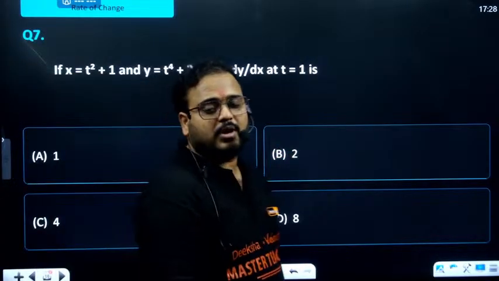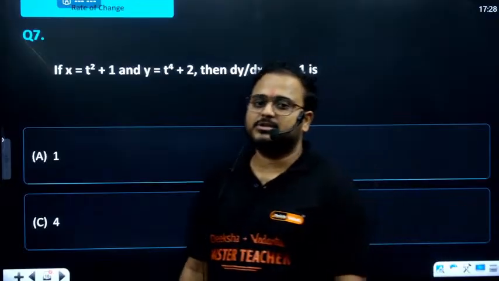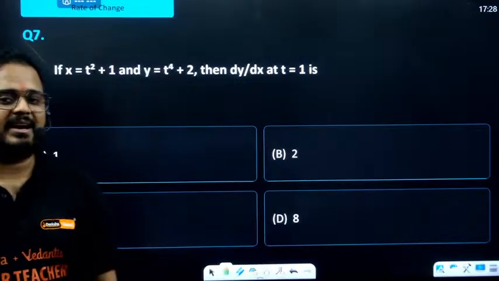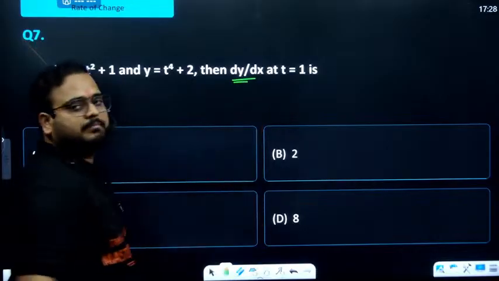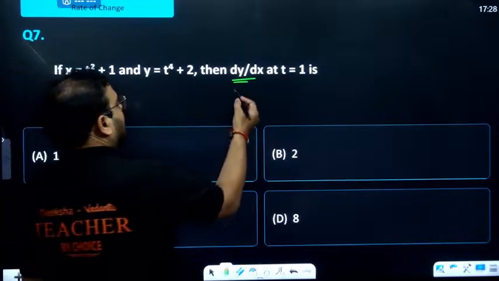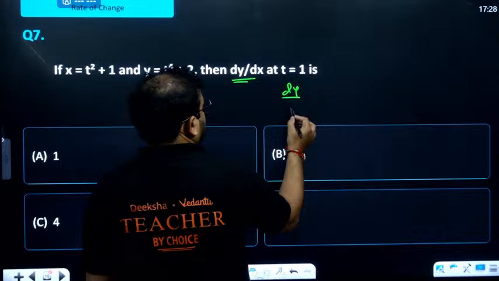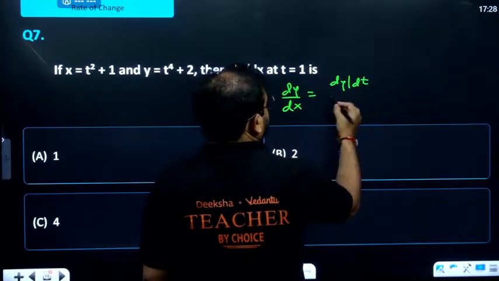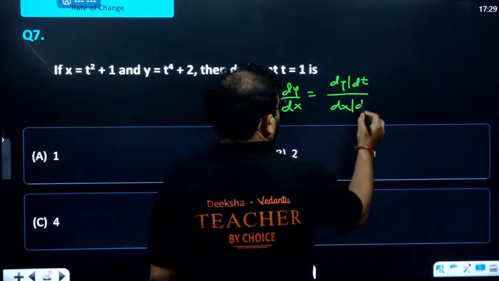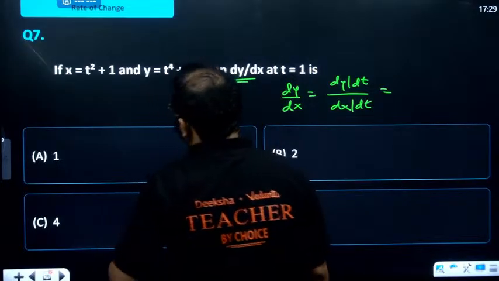X equals t square plus 1, y equals t power 4 plus 2. Then dy by dx at t equals 1 is what? This is the question of rate of change application in parametric form, right? How do you find dy by dx? You find it like this: dy by dt upon dx by dt.